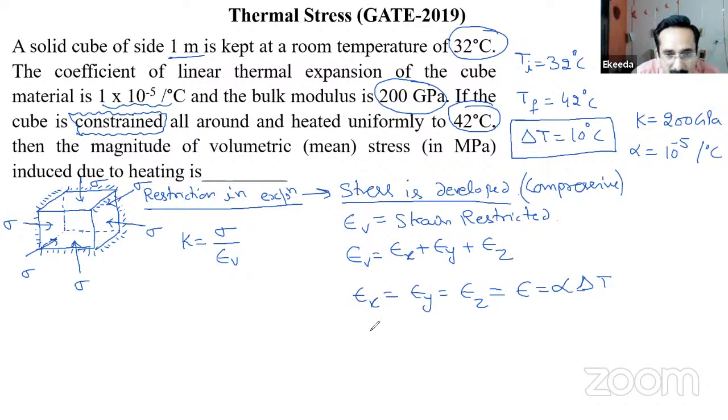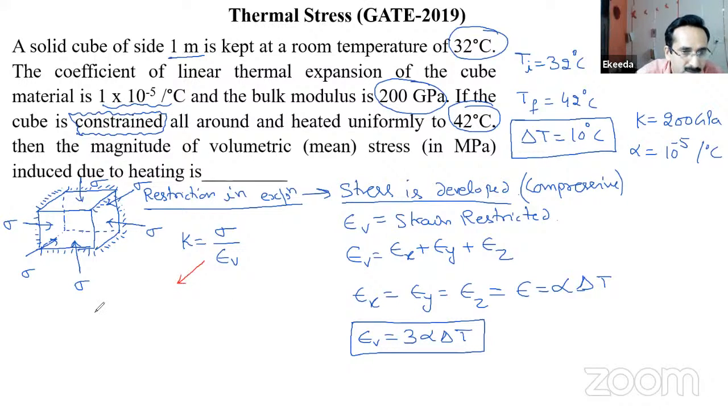So here the volumetric strain will be equal to epsilon x plus epsilon y plus epsilon z. So this will become 3 alpha delta t. This is the volumetric strain, 3 alpha delta t, right? Now we have to find out the stress, the mean stress, from this equation.